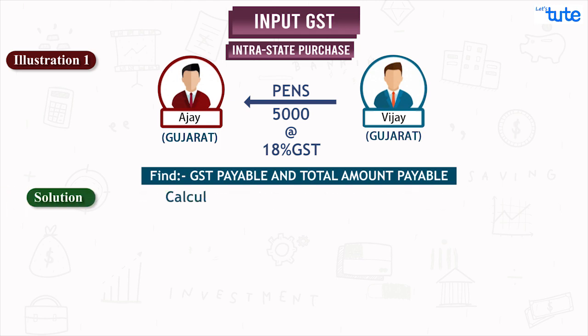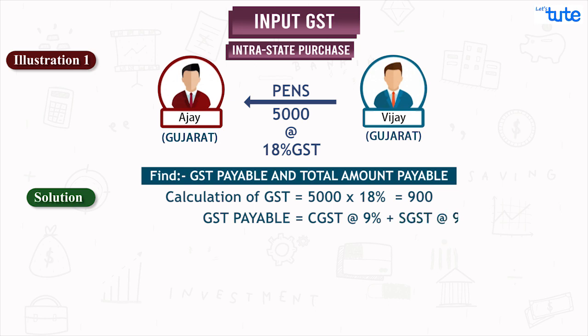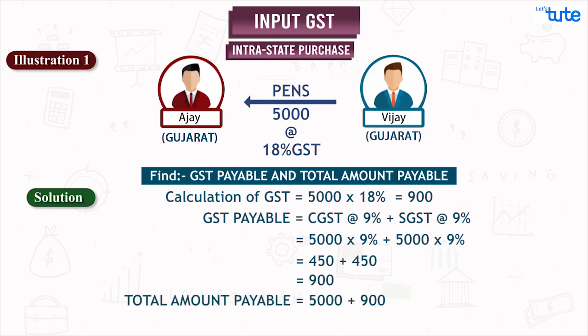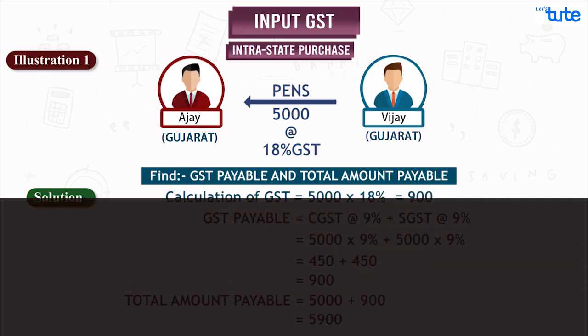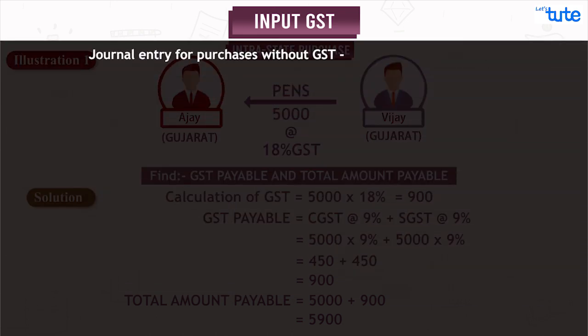Firstly, the GST calculated on 5,000 at 18%, that is 900. Thus, Ajay has to pay a total tax of 900, which is divided into CGST 9% and SGST 9%. So CGST is 450 and SGST is 450, and the total amount payable is 5,900. Now we know the journal entry for purchases without GST, which will be purchase account debit to creditors account. So how will you pass the entry for purchases with GST?